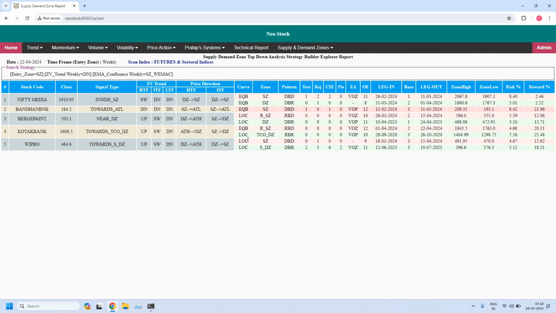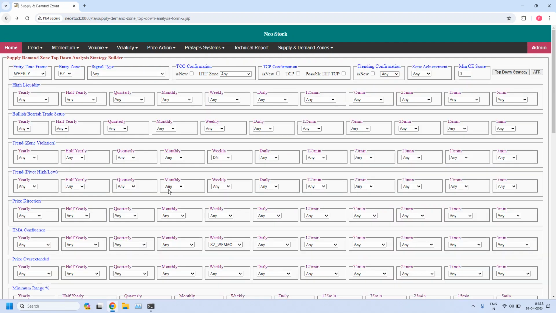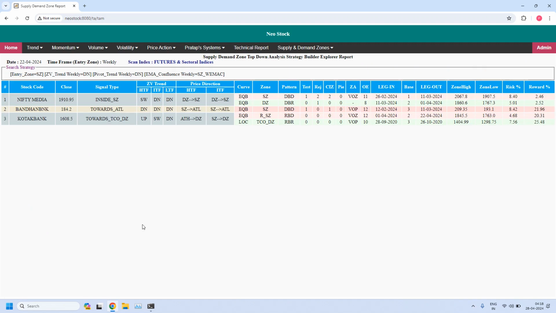All these 5 stocks have supply zones with weekly EMA confluence, and also the weekly trend is a downtrend. Out of curiosity, some of you may wonder how many of these stocks also have a downtrend in lower lows and lower highs, that is, pivot high lows. So let me filter that also, even though the list is small. In the pivot high low trend on the weekly time frame, I am selecting downtrend. See, both types of trends are down. Now 3 stocks are filtered.